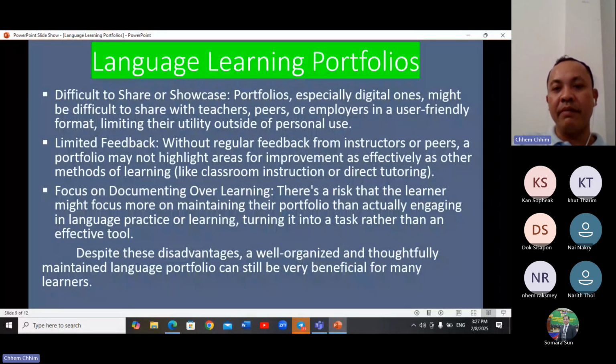So without regular feedback from an instructor or peer, a portfolio may not highlight areas for improvement as effectively as other methods of learning like classroom instruction or tutoring. Next, we focus on documentation over learning. There can be a risk that learners might focus more on maintaining their portfolio than actually engaging in language practice or learning, turning it into a task rather than effective learning.